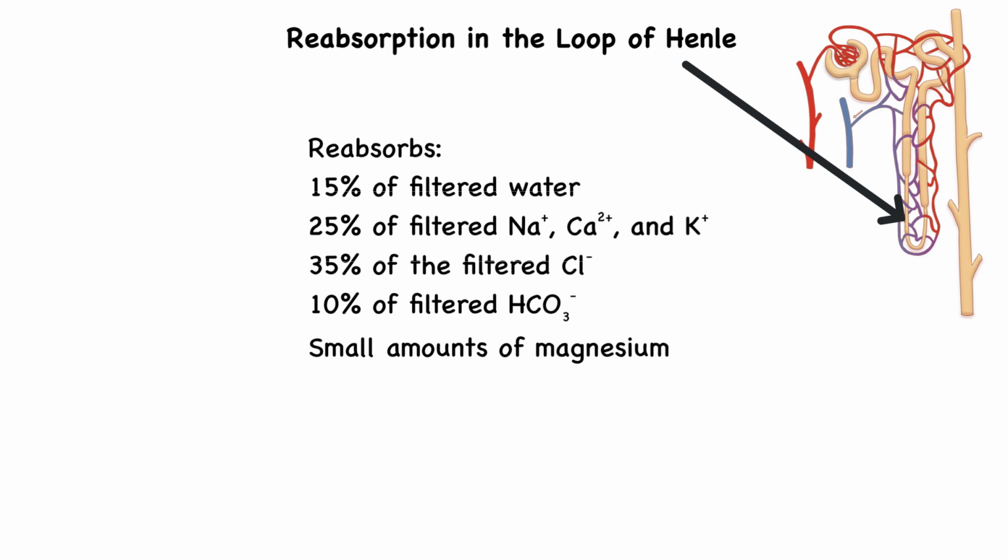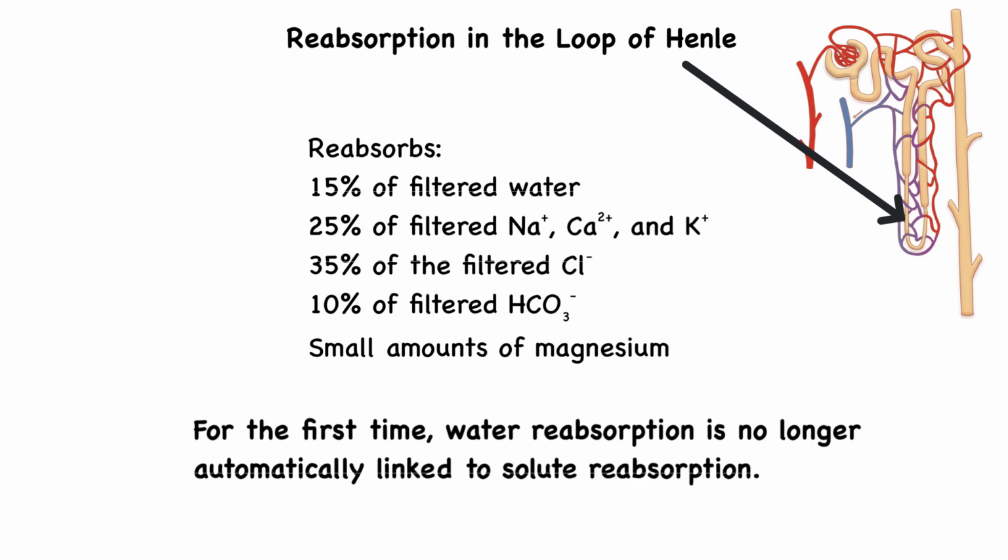It reabsorbs about 15% of the filtered water, 25% of the filtered sodium, calcium, and potassium, 35% of the filtered chloride, and 10% of filtered bicarbonate. It also reabsorbs small amounts of magnesium. Here, for the first time, water reabsorption is no longer automatically linked to solute reabsorption. This separation is key to the kidney's ability to concentrate or dilute urine.